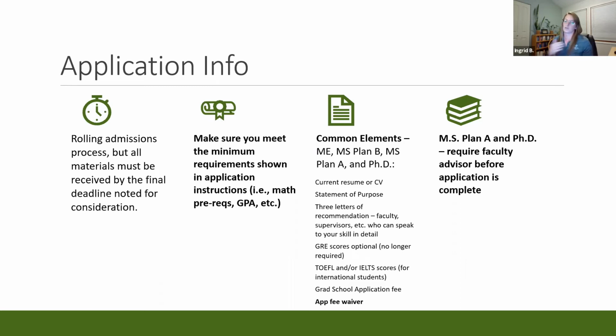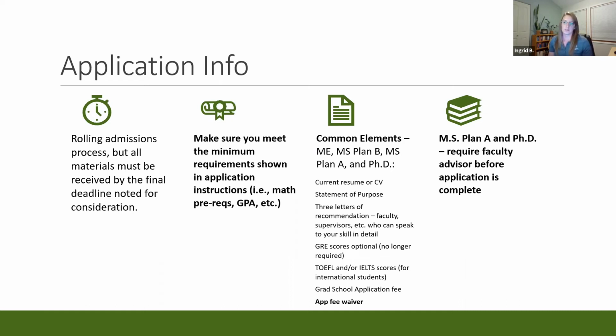Of all of our master's programs and the PhD, we have some common elements that you would be required to submit. The first is a current resume or CV. And I do recommend, as with any position that you might be submitting a resume for, please tailor this resume for the systems engineering graduate program at CSU. So we're going to be looking to see highlights of what about your background makes you qualified for this program.